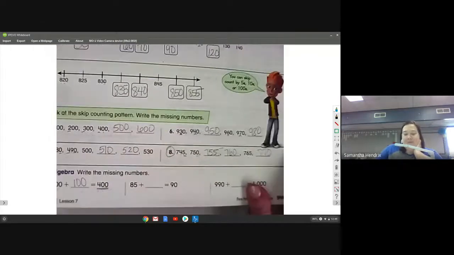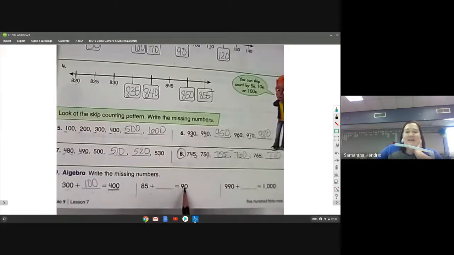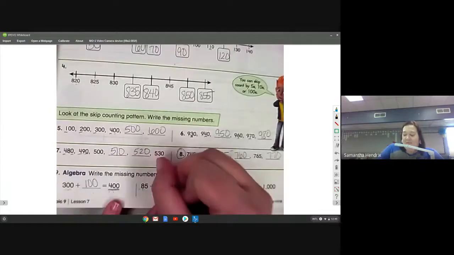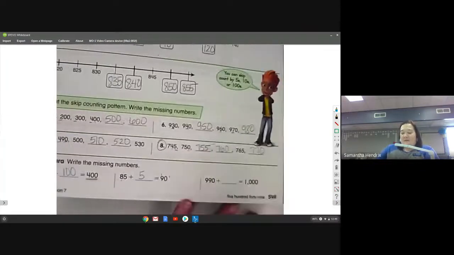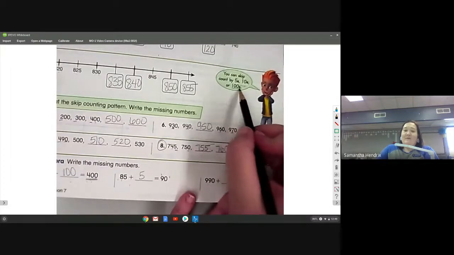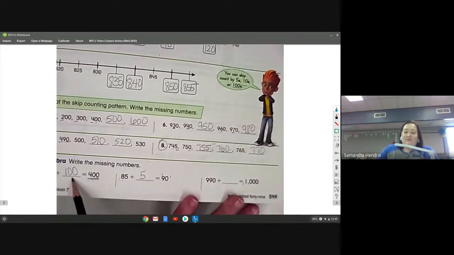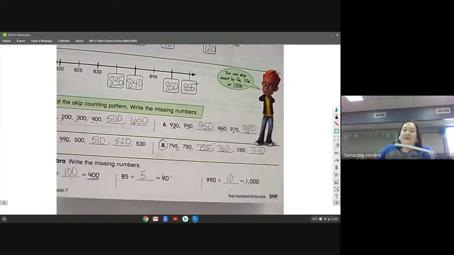Okay. Well, let's look, 85 to 90. This is just skip counting. How many do we need to add to 85 to get to 90? What are we skip counting by? 5. Okay. Look over here. 990 to 1,000. Okay. Here's a clue. This whole lesson, we're skip counting by 5s, 10s, and 100s. We have 100. We have 5s. It's going to be 10. Okay.